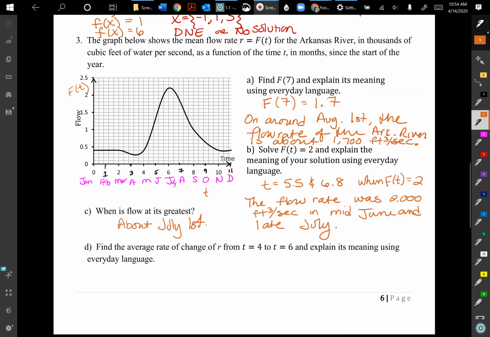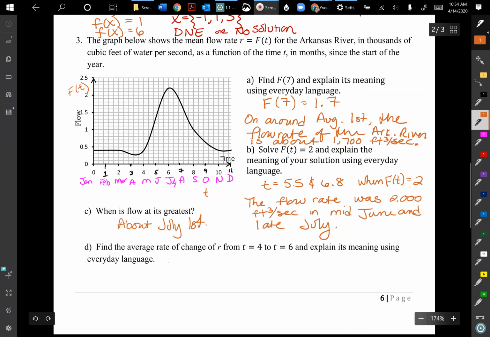Okay, for part D, find the average rate of change of R from t equals 4 to t equals 6 and explain its meaning using everyday language. I'm going to make sure we have around the same points, but again, it's an estimate. Also, keep in mind that you can put the speed of this video up to like 1.5 if that helps. I tend to go a little slower, so feel free to speed it up if you prefer.